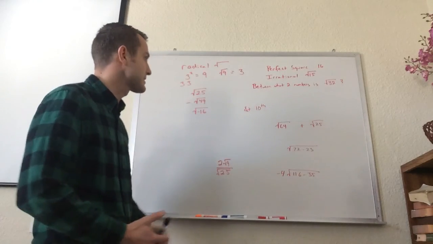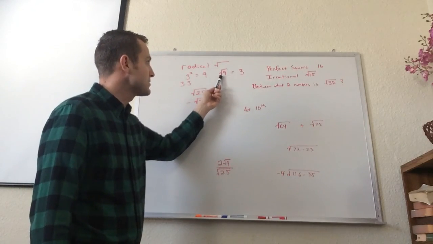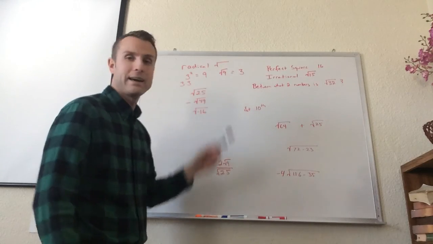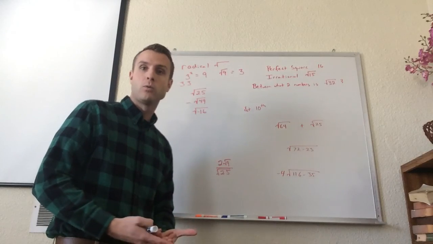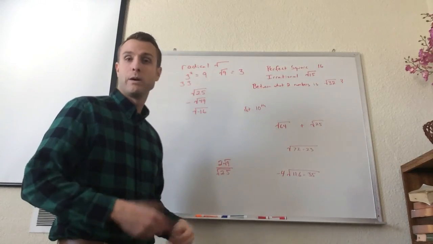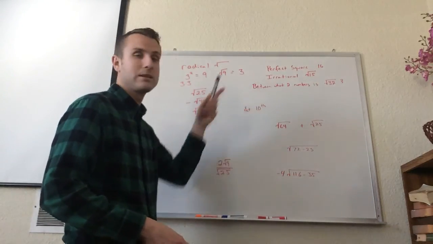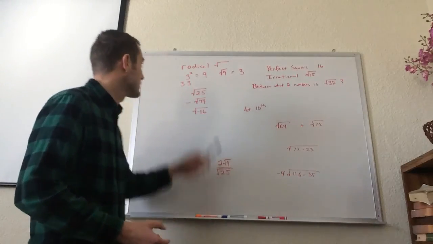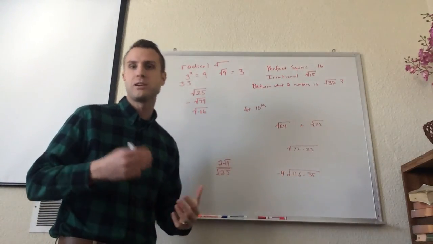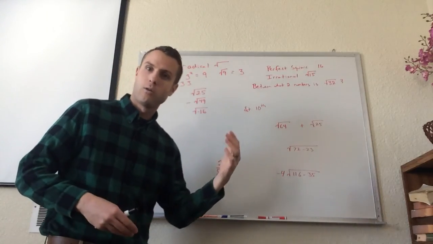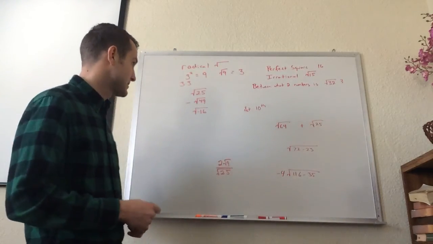That's called the index. And what this means when I use the radical of 9, the square root of 9, it means what number times itself equals 9. So what number times itself equals 9? Well, I know 3 times 3 equals 9. So the square and the square root are opposites, just like addition and subtraction are opposites, or multiplication and division are opposites.